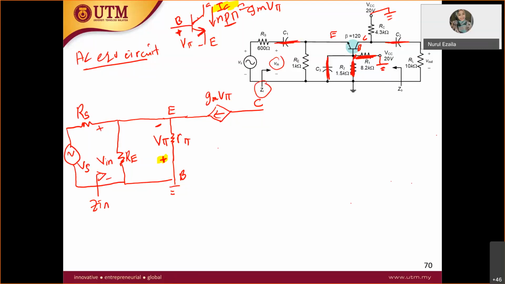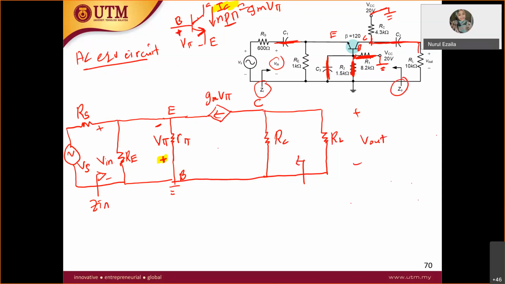So let's draw at the collector. At the collector, you have RC to the ground. But not finished yet, because at this collector you also have capacitor C2, which is short circuit, and you have RL. So you have another resistor here, RL to the ground. Put your V out over here, and then Z out before RL. That's it.